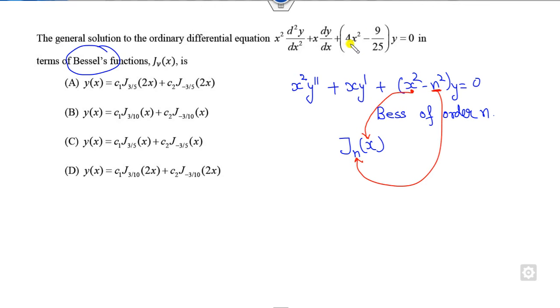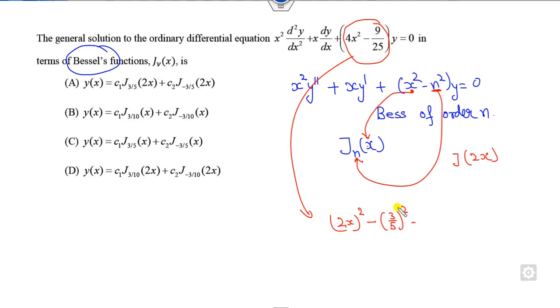So if you compare this term, I can write this term as 2x whole square, and it will be 3 over 5 whole square. Fine. So x will be 2x and n will be 3 by 5. So look at that. The 3 by 10 option cancels. This is fine, but x will be 2x, so cancel out. Here is an x, this is cancelled out. This is 2x, minus 3 by 5, plus 3 by 5. The right answer is A.